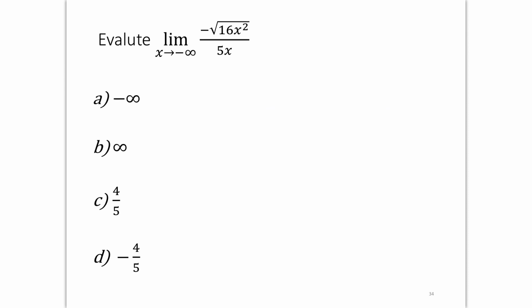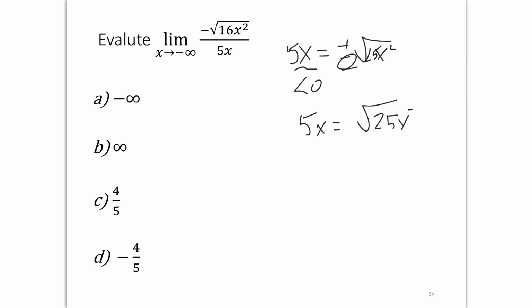And one more, evaluate the following limit. Now this one's a little tricky. You might have to remember that x is equal to the square root of x squared, plus or minus. And because x is approaching negative infinity, this quantity here is going to be less than 0. So we're going to take the negative. Really, you should have probably 5x and make this a 25. So you're going to have 5x equals the square root of 25x squared.